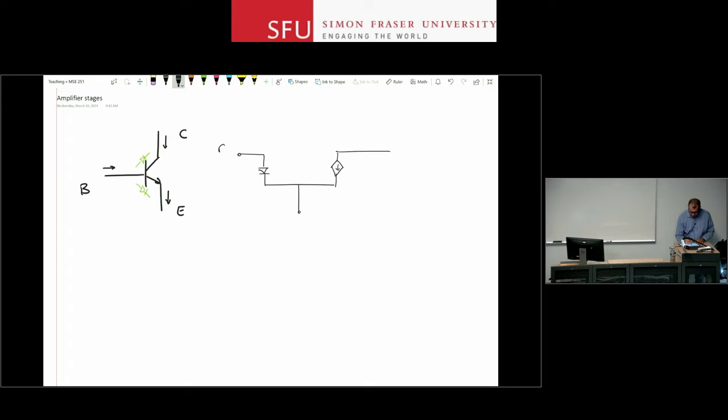So this is your base, collector, and the emitter. This is your VBE, and this is your IB, IE, and IC, and the current here is given by this nonlinear expression, IS e to the VBE over VT. Or if you know the beta of the device, you can also use beta IB because the device is in active region, right?